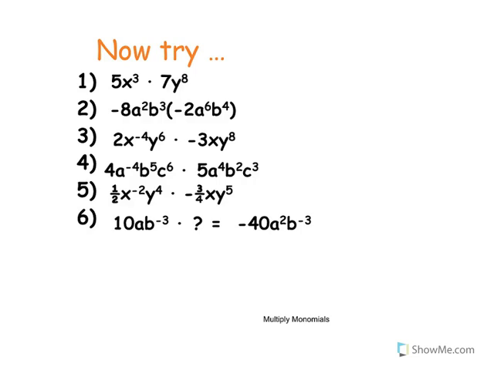All right, guys, so there is your now try. All right, so for the first one, we multiply the coefficients. We have different variables, so we keep x to the 3rd, we keep y to the 8th.